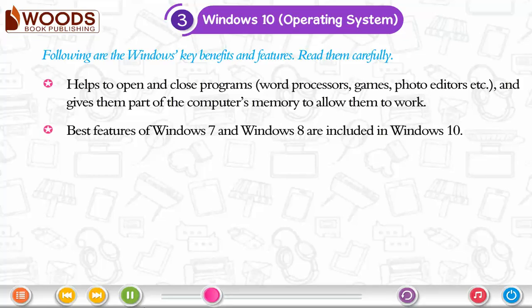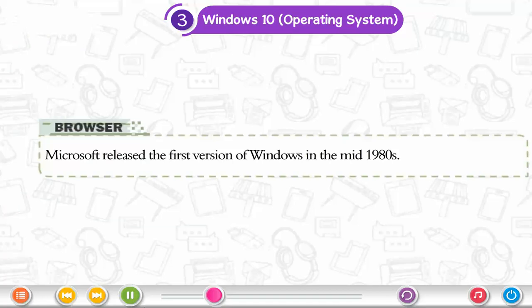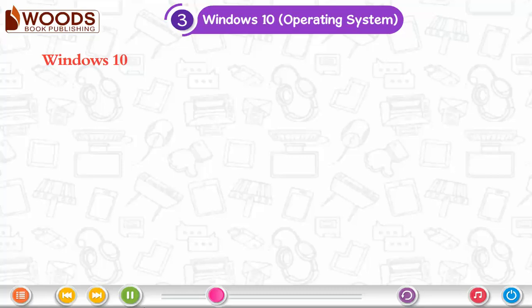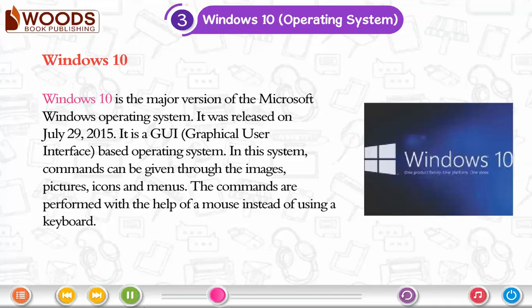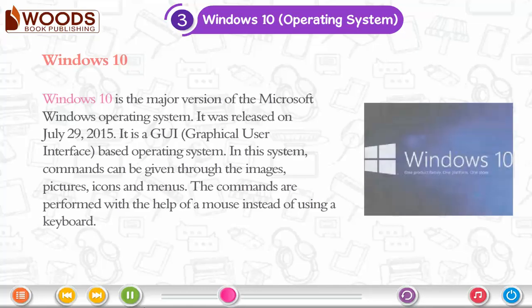Best features of Windows 7 and Windows 8 are included in Windows 10. Microsoft released the first version of Windows in the mid-1980s. Windows 10 is the major version of the Microsoft Windows operating system. It was released on July 29, 2015. It is a GUI, graphical user interface based operating system. In this system, commands can be given through the images, pictures, icons, and menus. The commands are performed with the help of a mouse instead of using a keyboard.